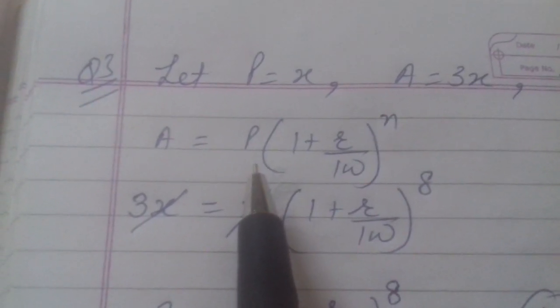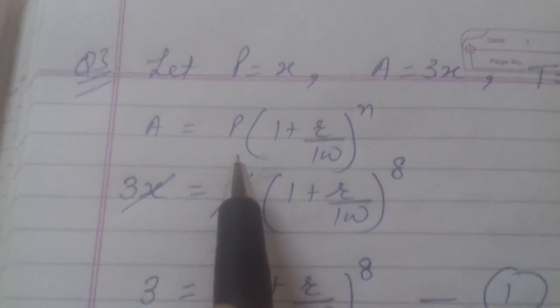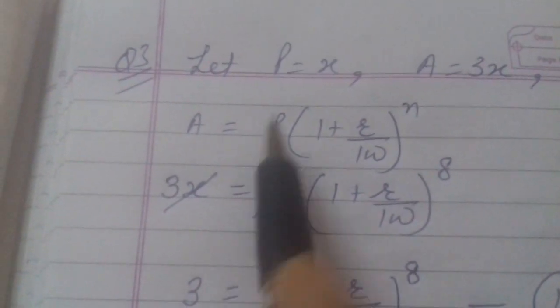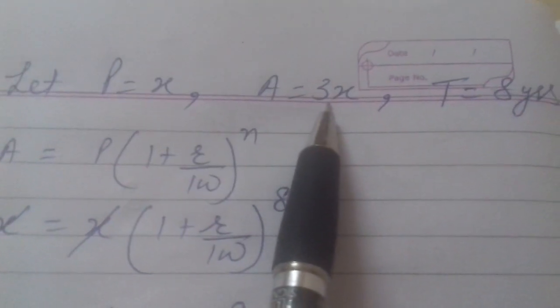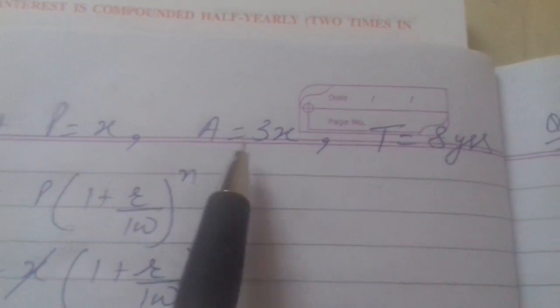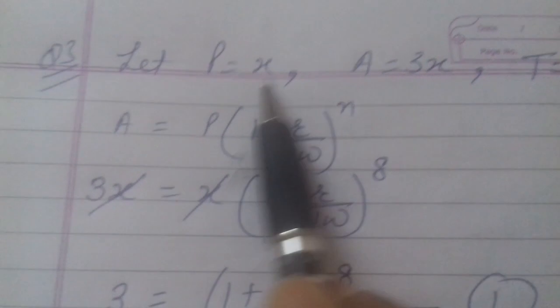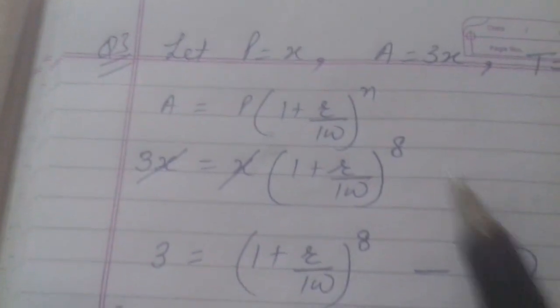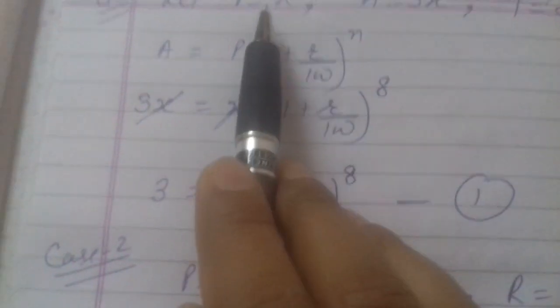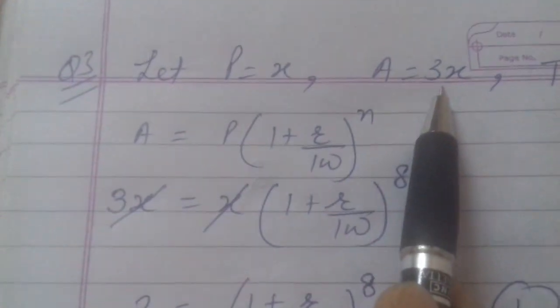Third question, a sum of money lent out at compound interest at a certain rate becomes 3 times of itself. Again principal is missing, but it is given that principal amounts to 3 times of itself. That means 3x is given. Children, this is very important question and pay attention. Principal is x, amount is 3 times of it, time is 8 years. And you are asked to find out what? In how many years this value will become 3 times of itself.